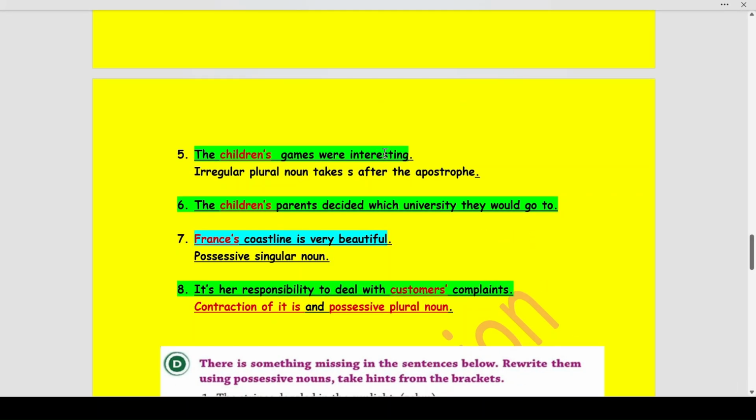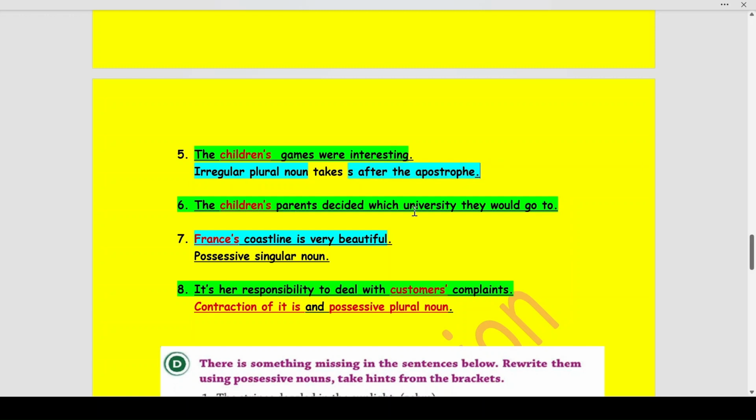The children's games were interesting. Okay, irregular plural noun. Now, children is the plural noun. Children's shows the possessive form of the plural noun children. This is an irregular plural noun, which you have to take into consideration. It takes S after the apostrophe.